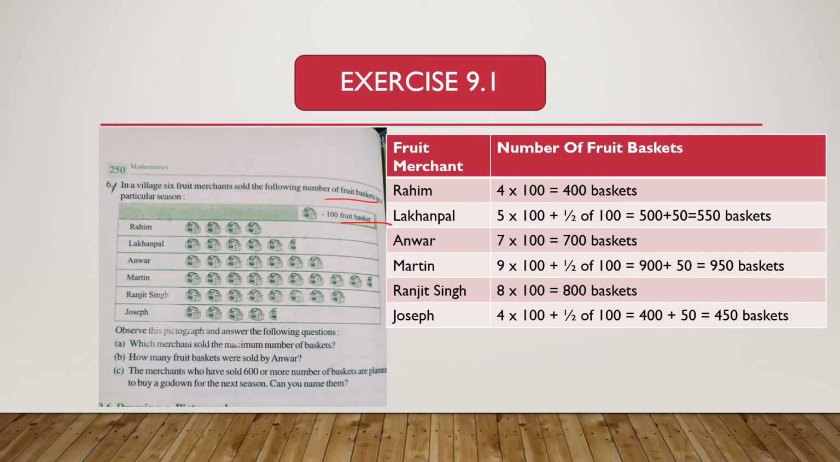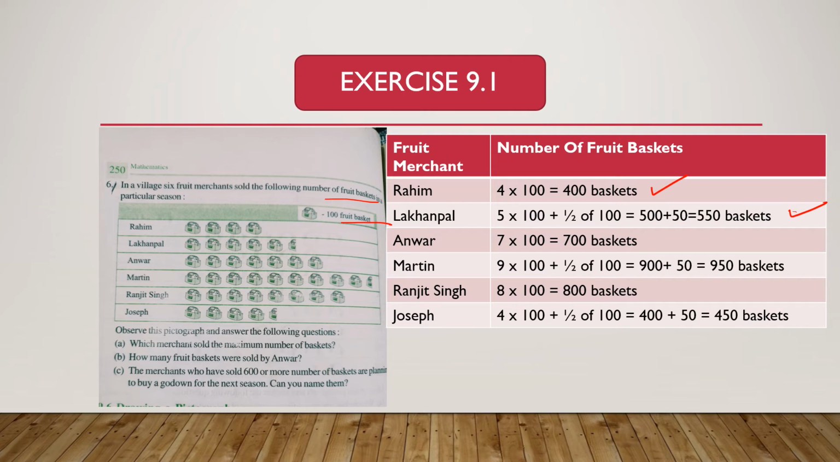Rahim merchant sold 4 fruit baskets, and one fruit basket is 100 fruit baskets. So 4 multiplied with 100, that is 400 baskets. So Rahim fruit merchant sold 400 baskets of fruits. Lakhanpal 1, 2, 3, 4, 5. 5 fruit baskets multiplied with 100, that is 500, and half of the 100 basket is 50. So 500 plus 50 is 550 baskets. So Lakhanpal sold 550 fruit baskets.